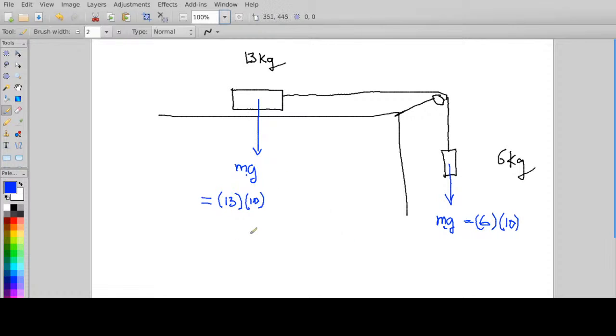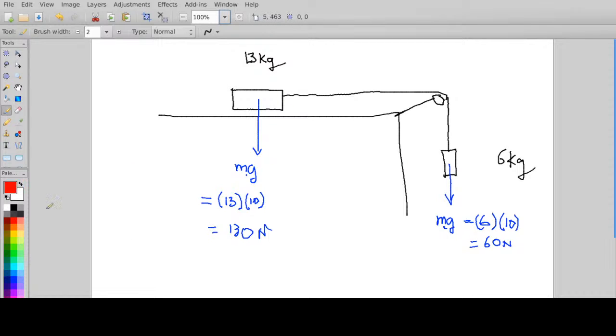And so obviously this one's going to be 130 newtons. And this one is going to be 60 newtons. Okay, so that's one force identified.